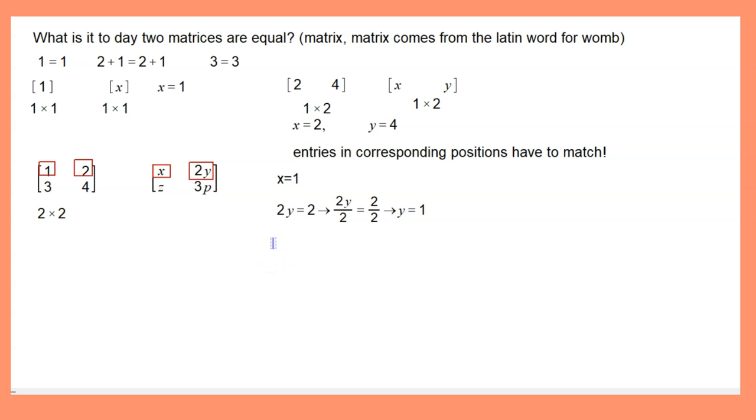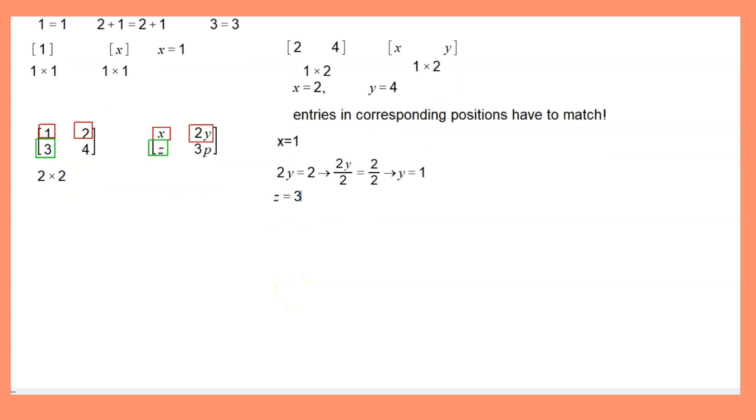All right, then you compare the next one. Let me do this one in green. Since this is 3 and this is z, that's easy. Let me just note that z is equal to 3. The values have to match in corresponding positions. All right, let's do the last one now. Let me do this one in blue. This is 4 and then 3p. Those two are in the same position between the matrices. So 3p has to be equal to 4, which means 3p divided by 3 equals 4 divided by 3, which means p equals 4/3. Now we know the values of all of our variables: x is 1, y is 1, z is 3, and p is 4/3.